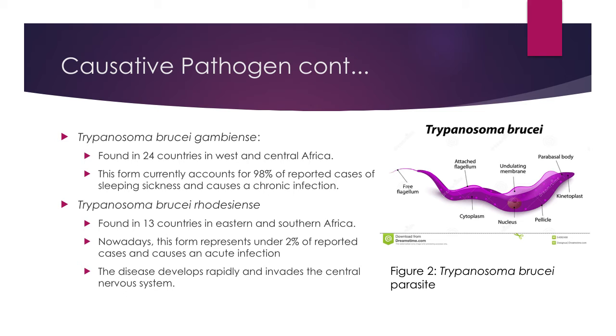And then we have T.b. rhodesiense, which is found in 13 countries in Eastern and Southern Africa. Not as common as the gambiense, but this disease is rapid and invades the central nervous system.